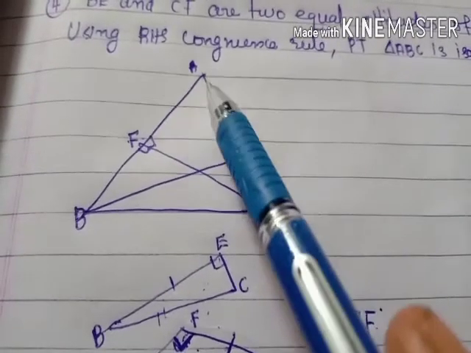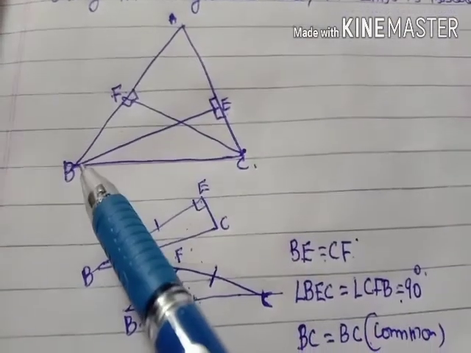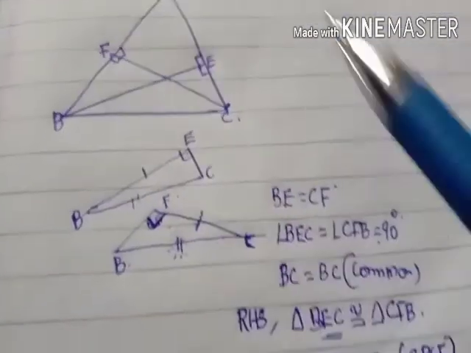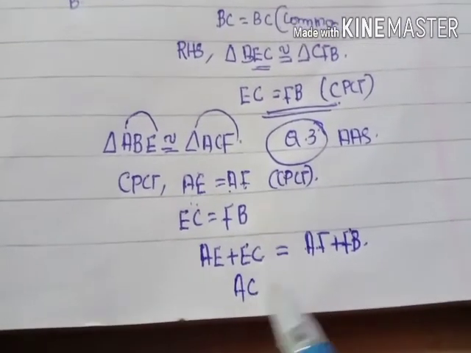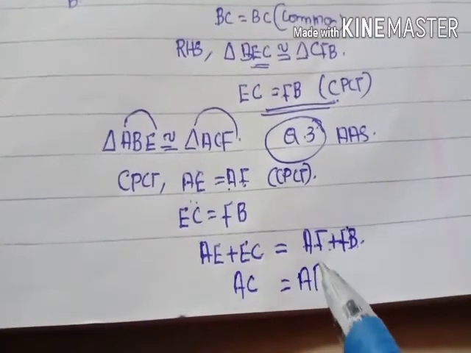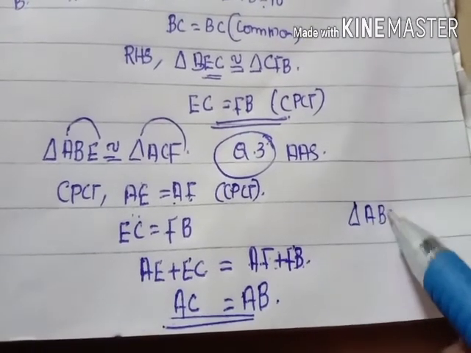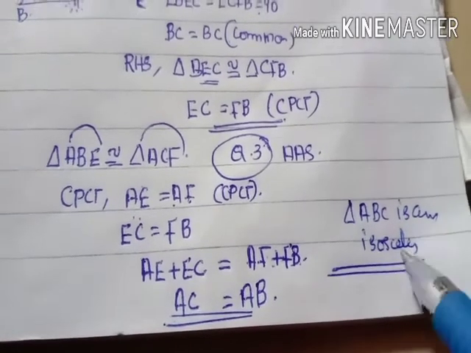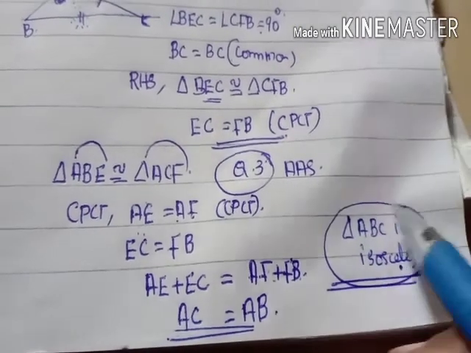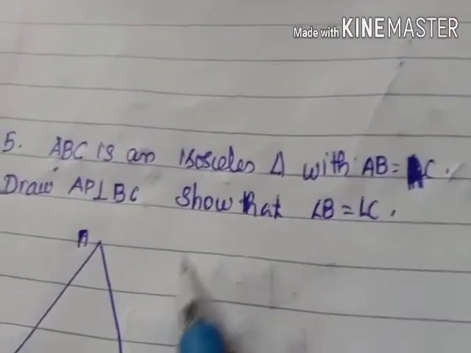AE plus EC. What is AE plus EC? Combining AE and EC part, we get AC. Similarly, AF and FB together, we get AB. So, left side AE plus EC becomes AC equal to AF plus FB is AB. That means AB and AC are equal. That is, triangle ABC is an isosceles triangle. Is it clear? So, we proved this question by RHS and also by AAS. So, listen, the fifth question.